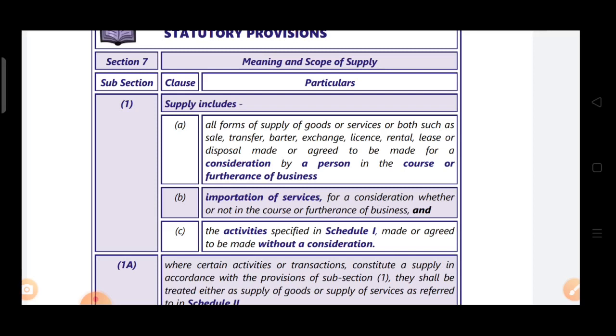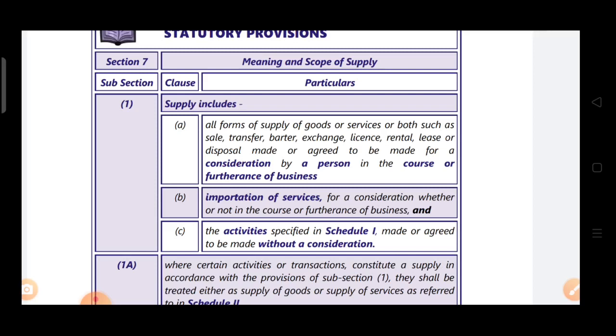Okay. Now, third point, C number they have given, supply includes activities specified in schedule 1, made or agreed to be made without consideration. Means for the activities which are specified in schedule 1, if those activities are made or agreed to be made, that is included in this definition of supply, even if that is made without consideration.